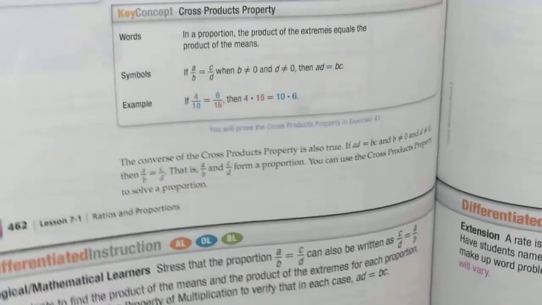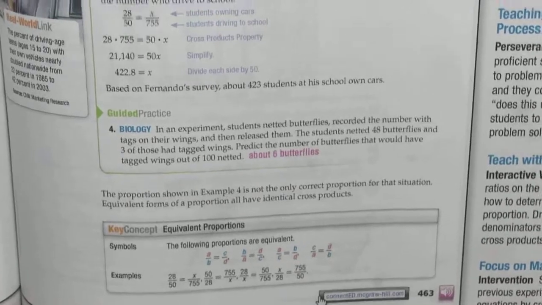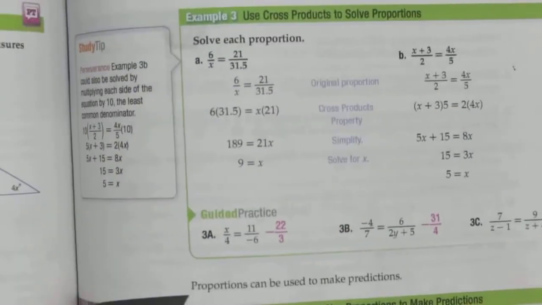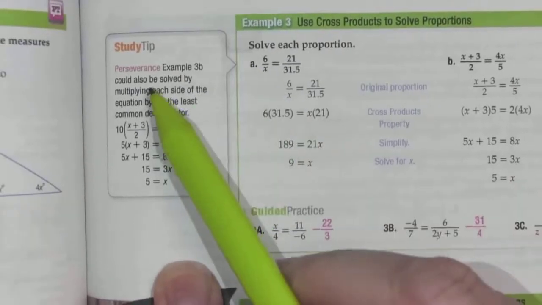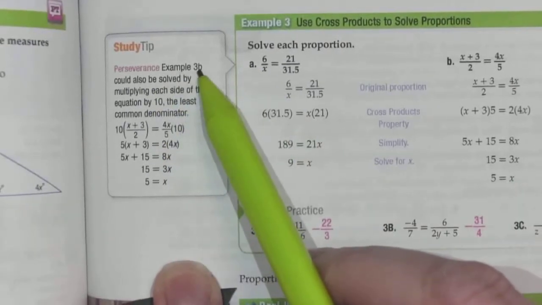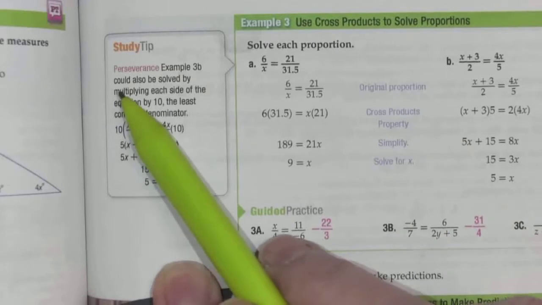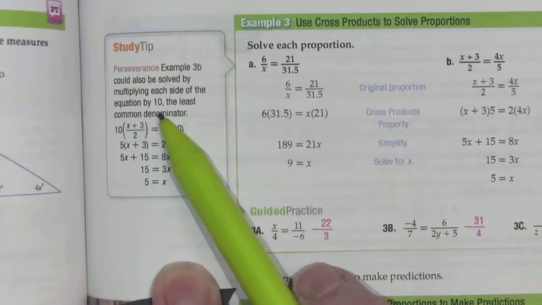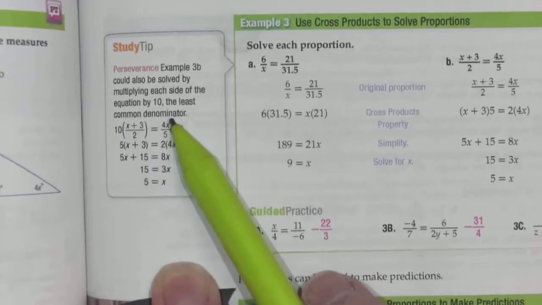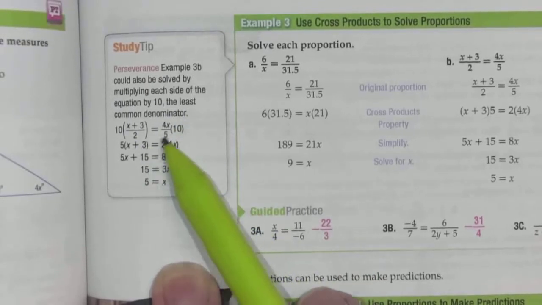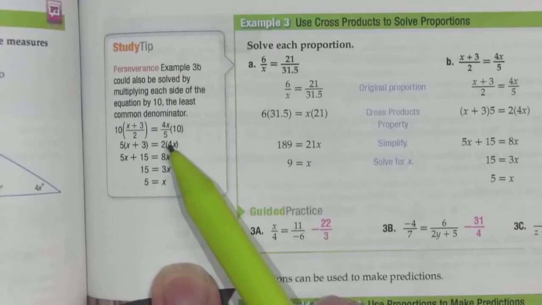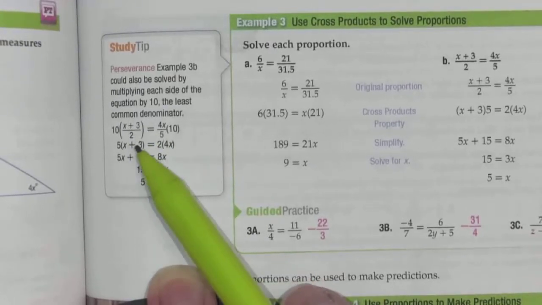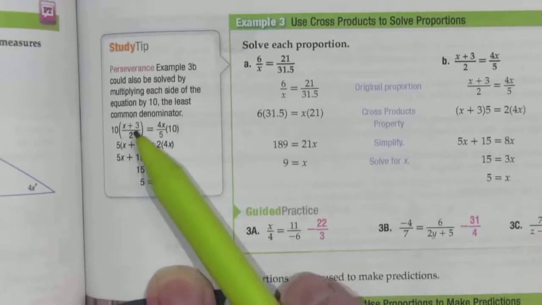Okay, let's move on to the next page here, Pahina. And here we are. Now, let's look at this study tip. Perseverance. Example 3b, and we're going to get to that in a minute, could also be solved by multiplying each side of the equation by 10, the least common denominator, to get rid of the fractions, if you like to do that first.